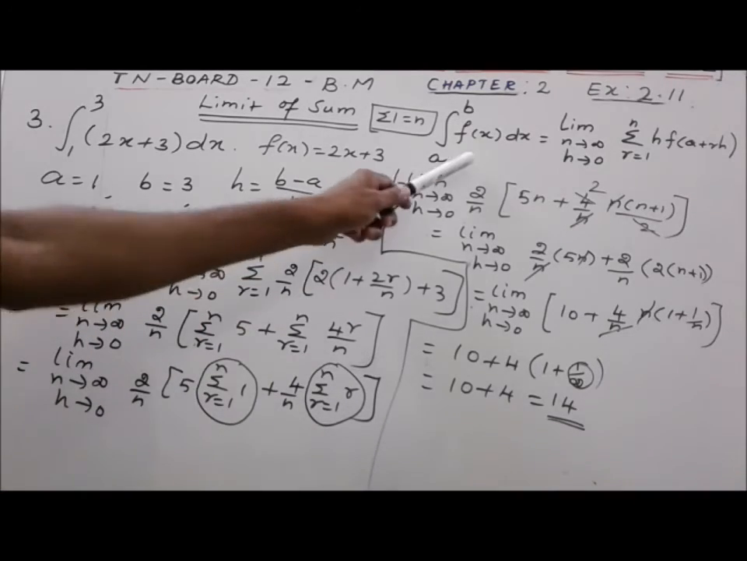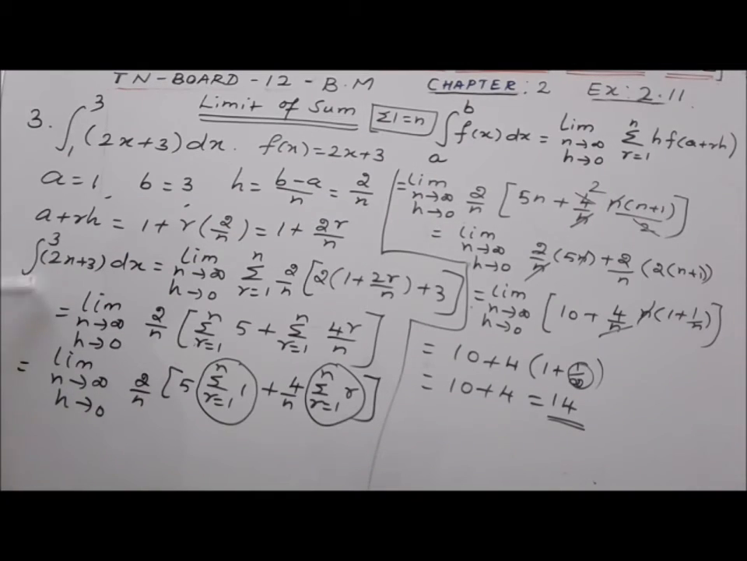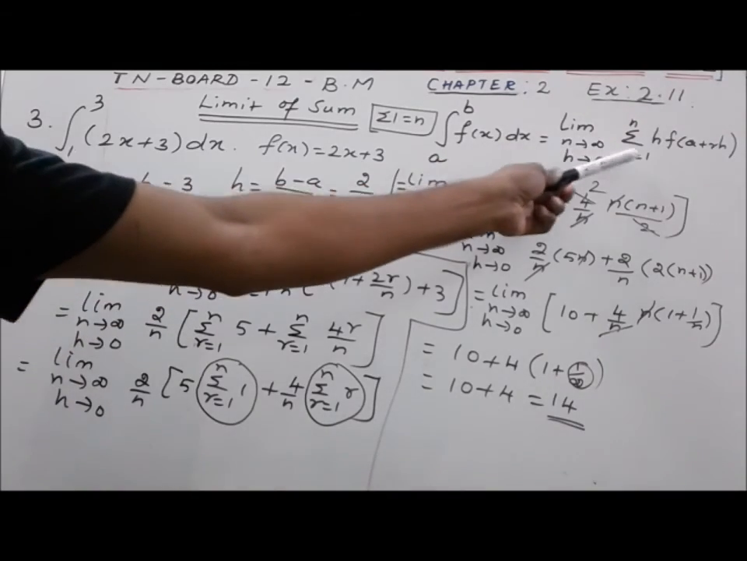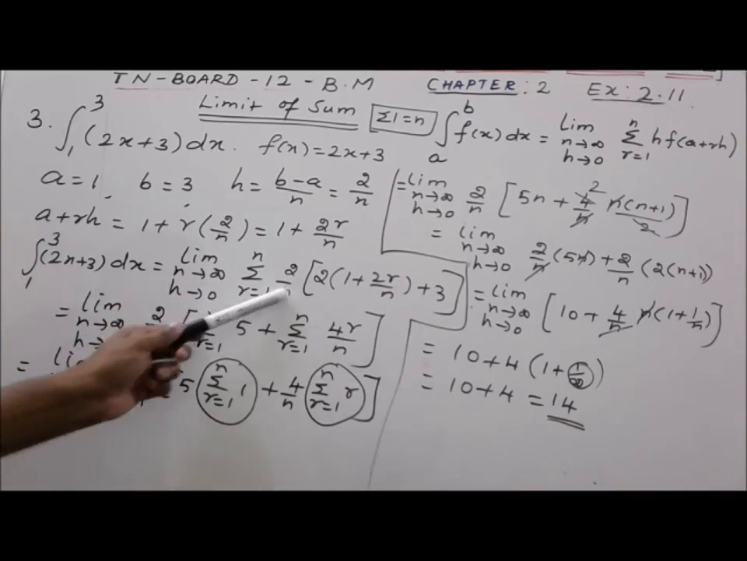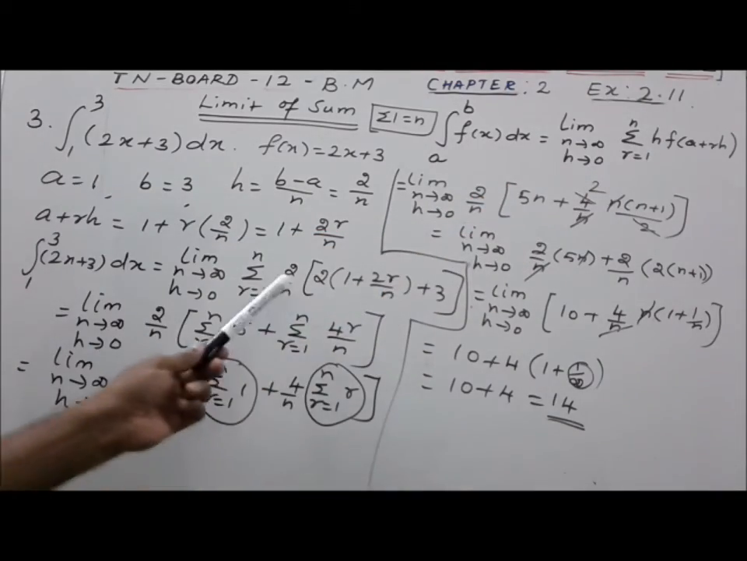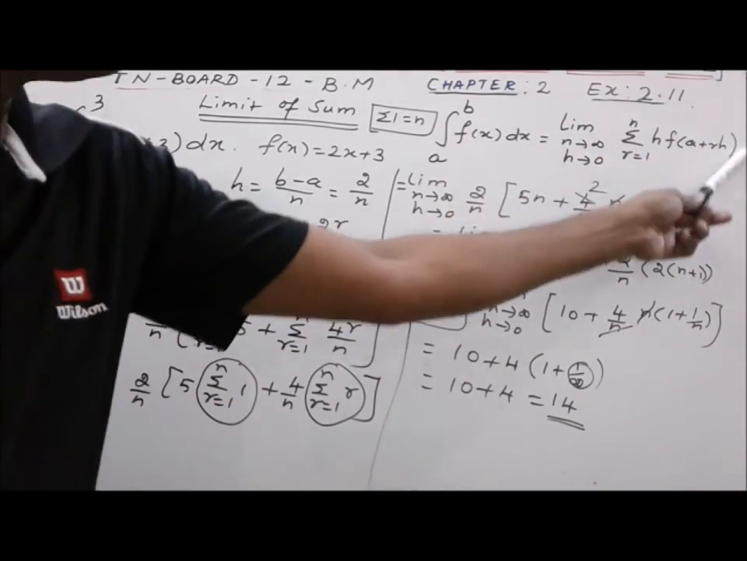Now substituting in the formula, the integral from a to b of f(x) dx, here 1 to 3 of (2x + 3) dx, is equal to the limit as n tends to infinity, h tends to 0, of the sum from r = 1 to n of h times f(a + rh), where h means 2/n.